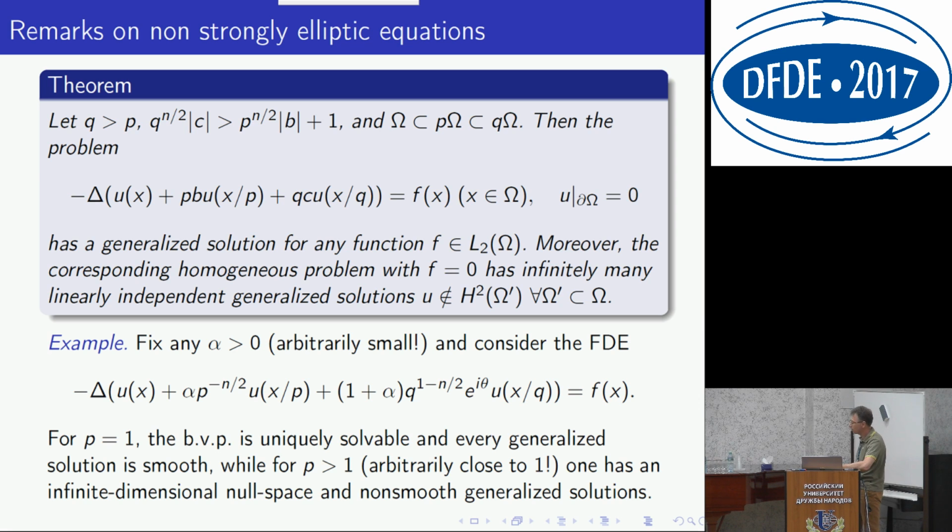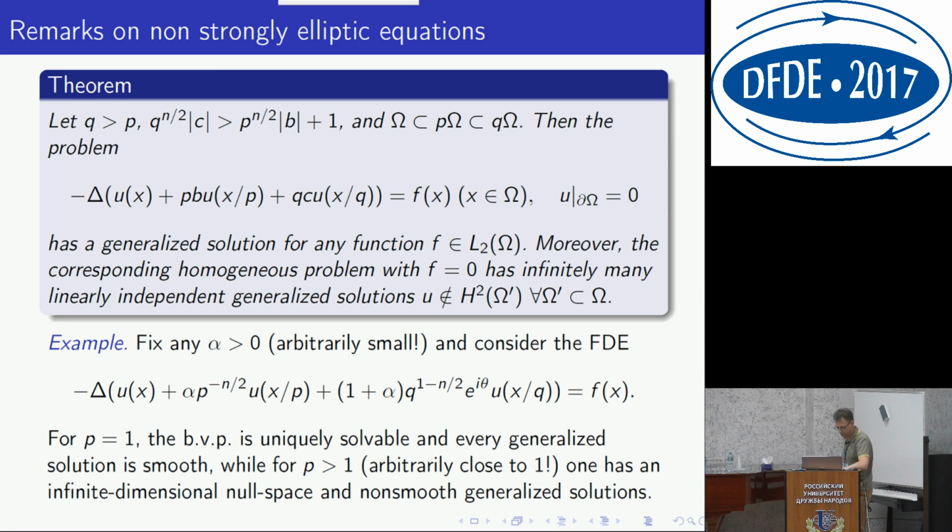For p equals 1, the boundary value problem is uniquely solvable, and every generalized solution is smooth. We can also prove this. While for p greater than 1, we have an infinite dimensional null space and non-smooth generalized solutions. And all this happens for alpha arbitrarily small. From the viewpoint of the norm, these two terms can be neglected. But the cases when p equals 1 and p greater than 1, arbitrarily close to 1, have this dramatic difference.